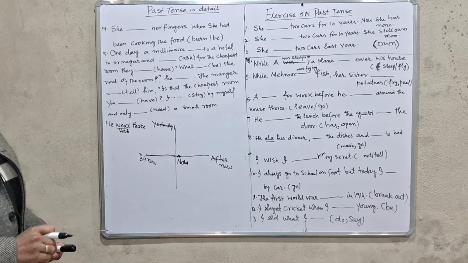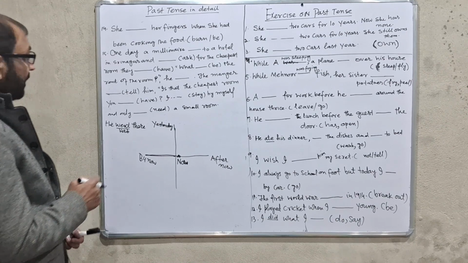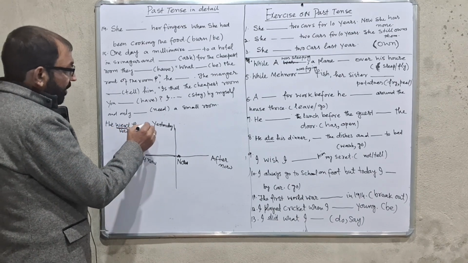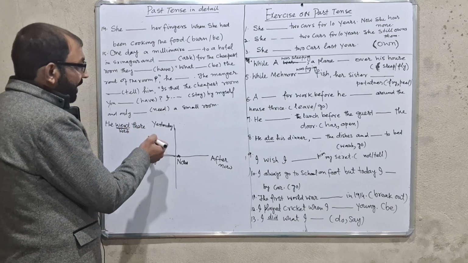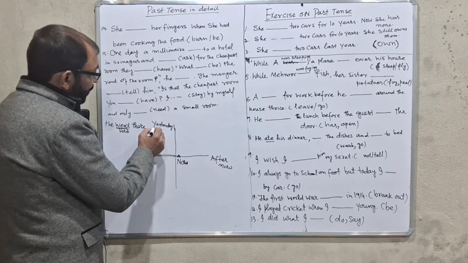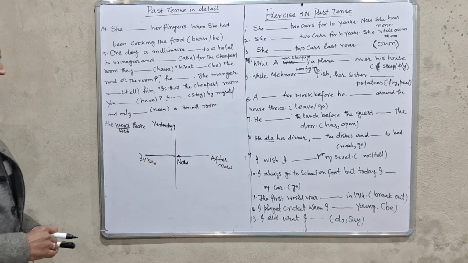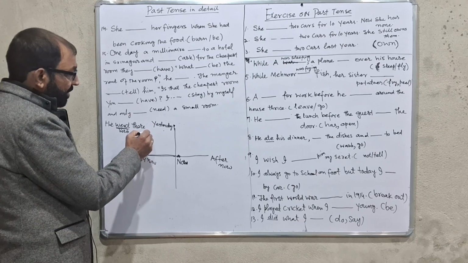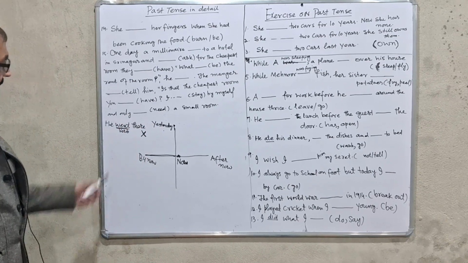Now we want to track the time when he went there. Ask yourself a question: he went there, when? Yesterday is shown here. He went there yesterday. So the action started in the past and ended in the past. This is past simple. He went there.